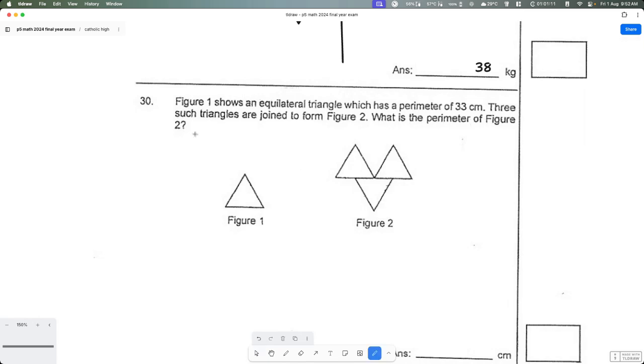Question 30. Figure 1 shows an equilateral triangle which has the perimeter of 33 centimeters. 3 such triangles are joined to form figure 2. What is the perimeter of figure 2 in this case over here?